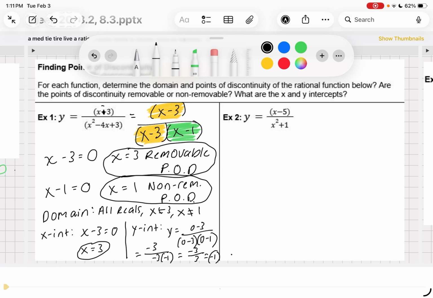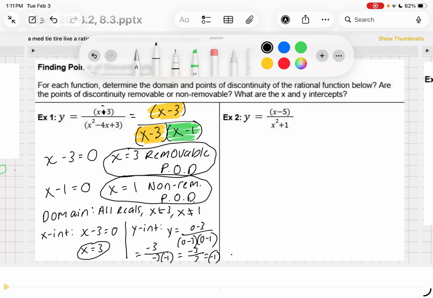That's my y-intercept. Okay? So what I want you to do now is pause the video, attempt number 2, see if you can factor the bottom. If not, there are no points of discontinuity. So go ahead and try to do number 2.